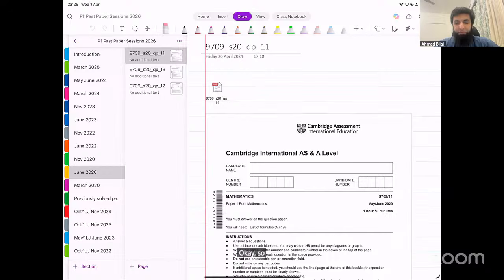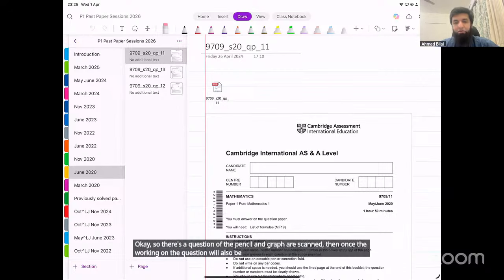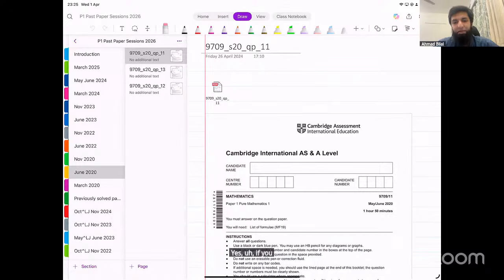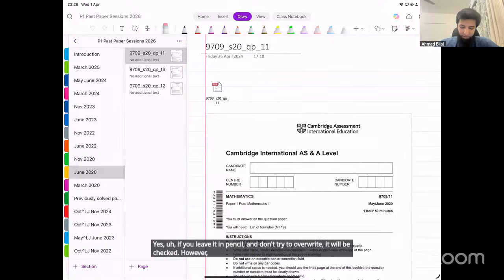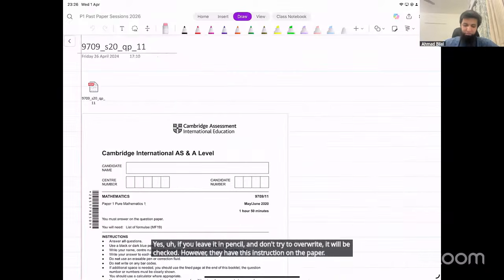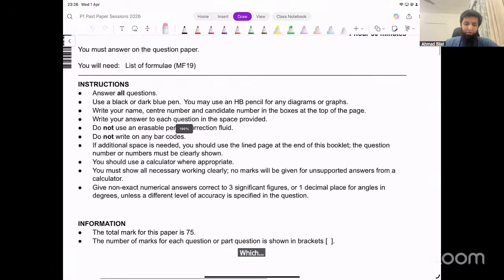Okay, so there's a question: if the pencil and graph is scanned, then won't the working in the question also be scanned? So you can leave it with a pencil. Yes, if you leave it in pencil and don't try to overwrite, it will be checked. However, they have this instruction on the paper, which is a good idea to follow.